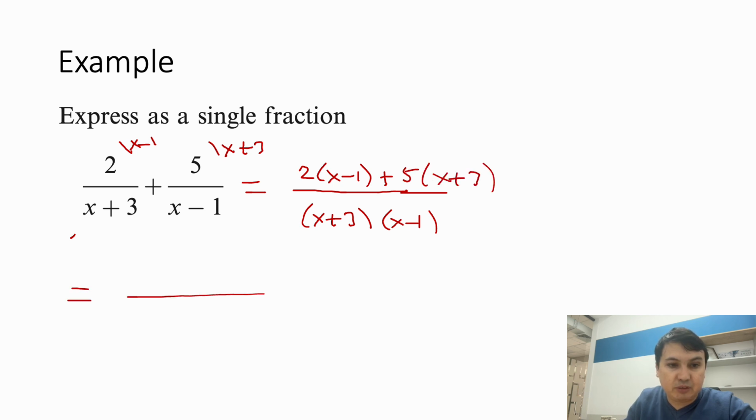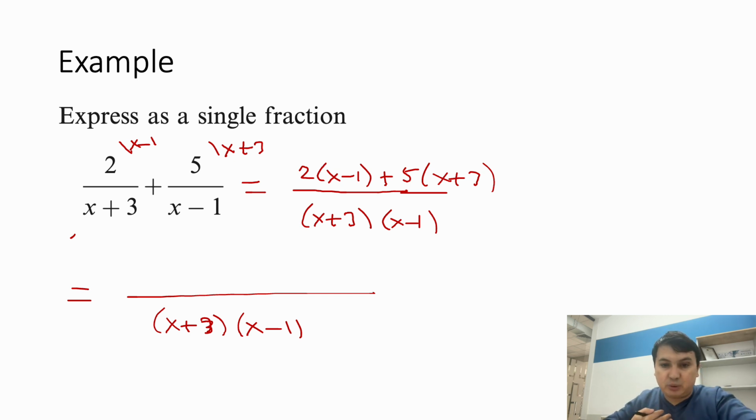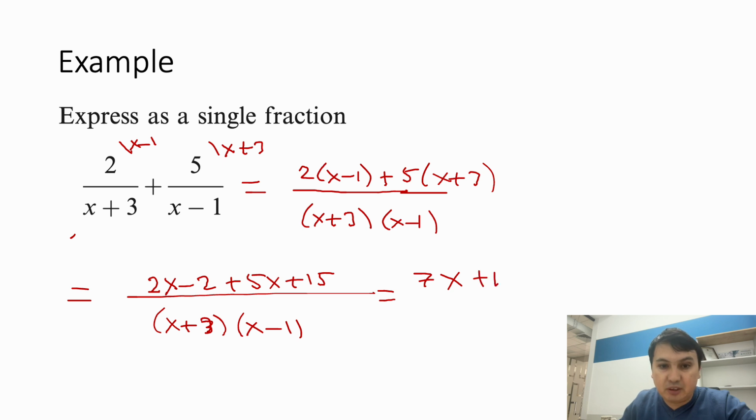Let's try to simplify further. (x plus 3)(x minus 1) in my denominator. Here 2(x minus 1), if you expand, is 2x minus 2. Here I get 5x plus 15. So now 2x plus 5x is 7x, and minus 2 plus 15 is 13. So here I have 7x plus 13 over (x plus 3)(x minus 1).